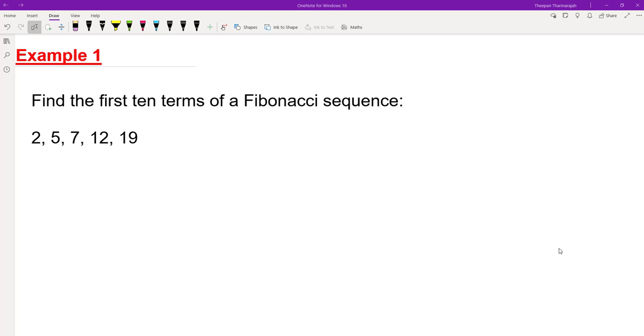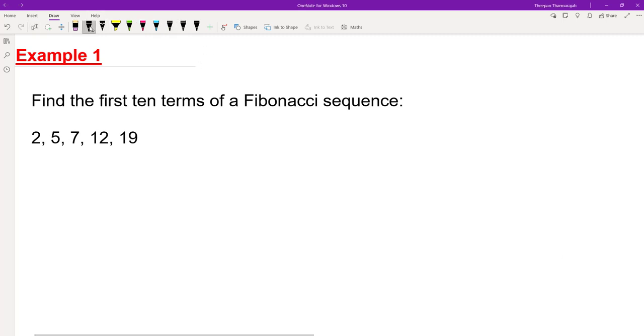Okay, so first of all, what do we mean by a Fibonacci sequence? It basically means we add the two previous terms to find the next term in the sequence. So if we take the sequence of 2 and 5, for example, 2 plus 5 would give me 7. 5 plus 7 would give me the next term 12, and 7 plus 12 will give me the next term 19. Now this is known as a Fibonacci sequence.